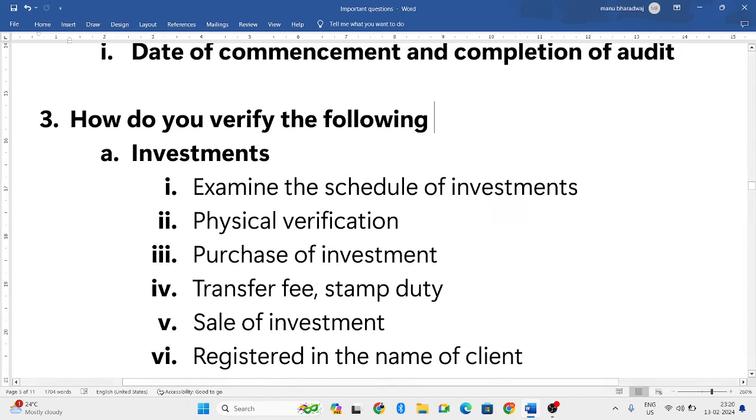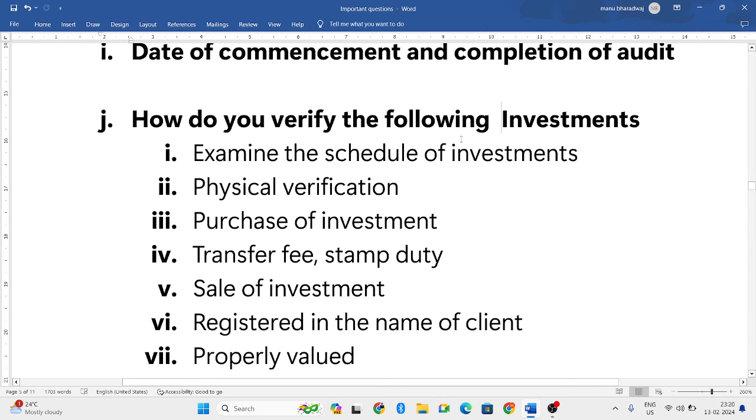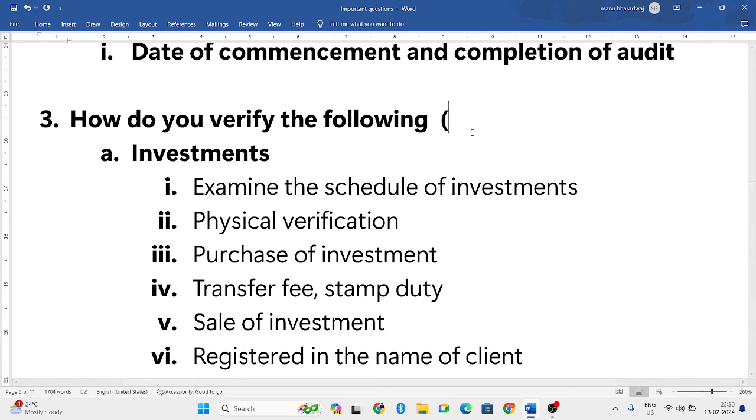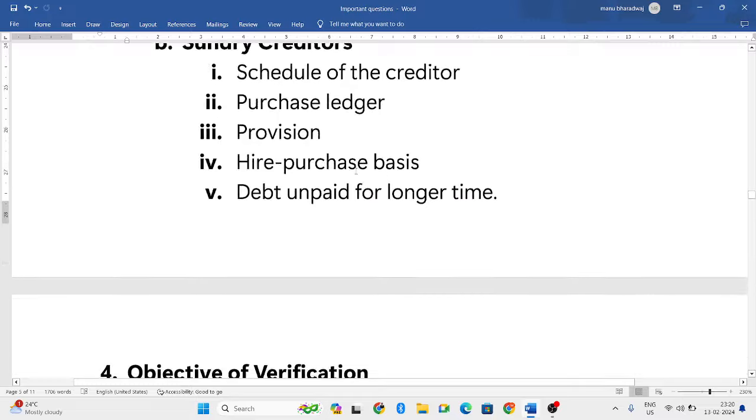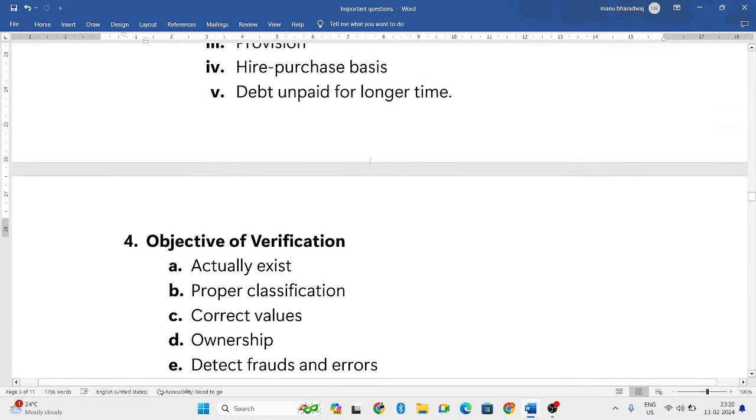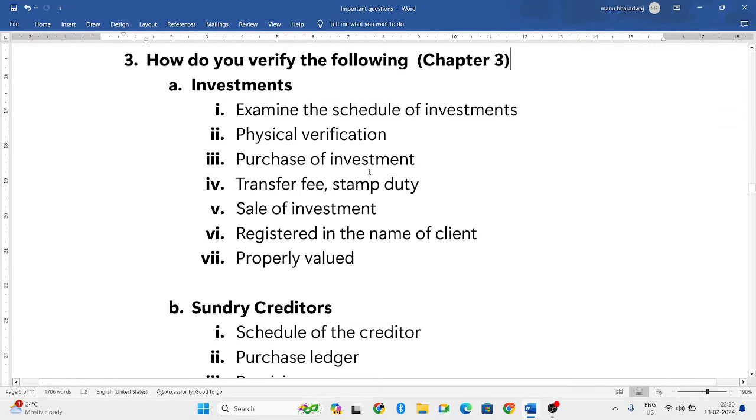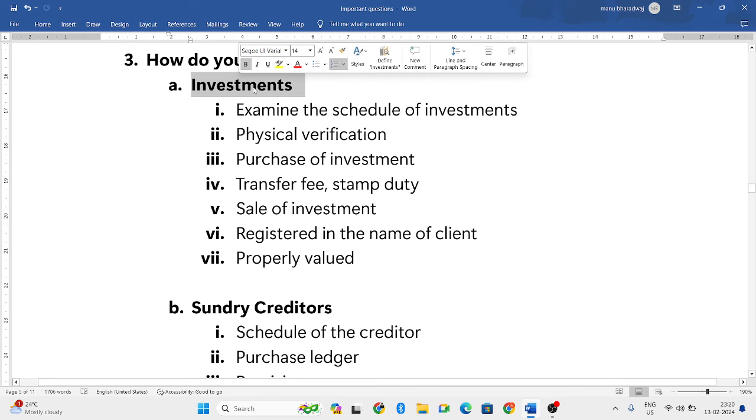Next, how to verify the following. This is, I think, from chapter 3. In that many are there actually. This was repeated in the question paper, so I have taken this. But it is better that you study all in this verification. You have investments, goodwill and all. So assets and liabilities, both you can study. First one, investments is there.